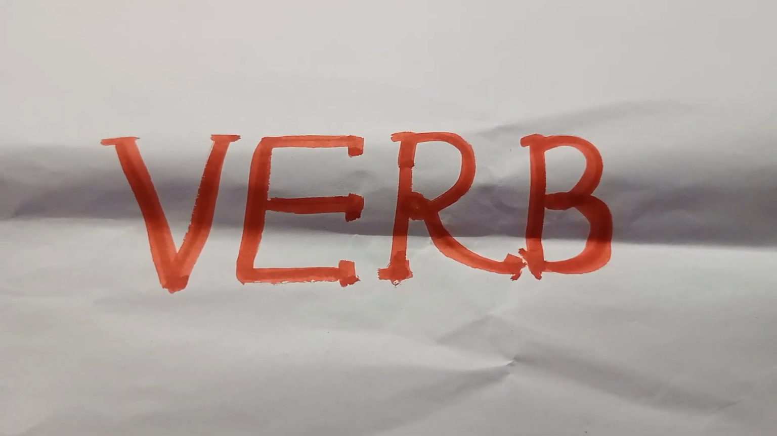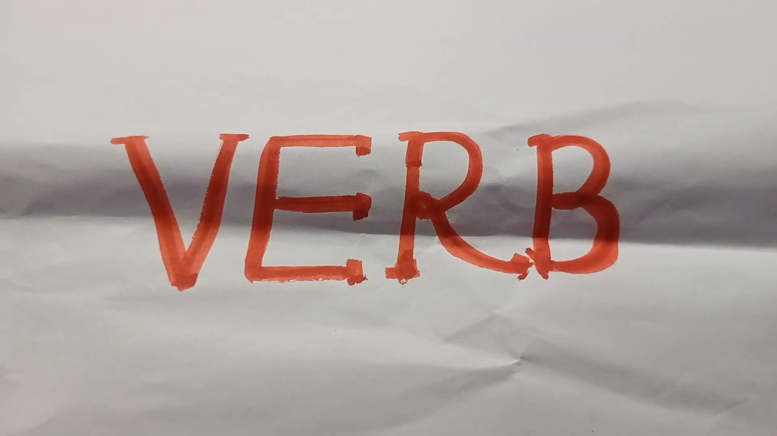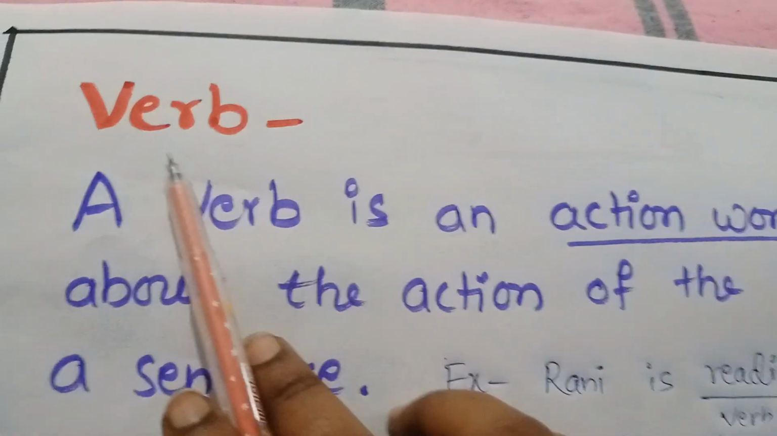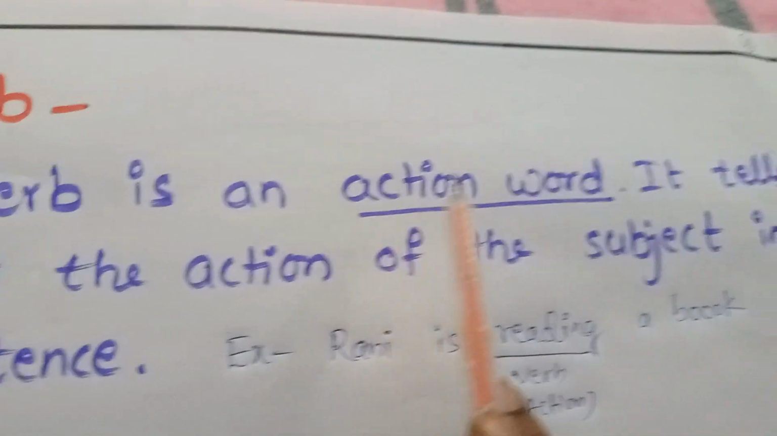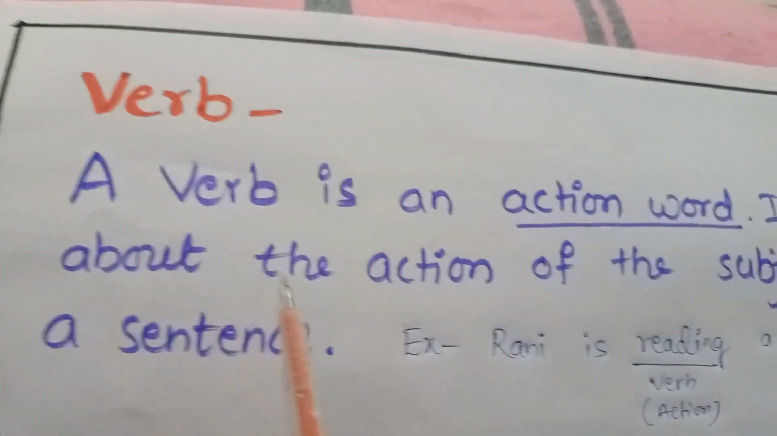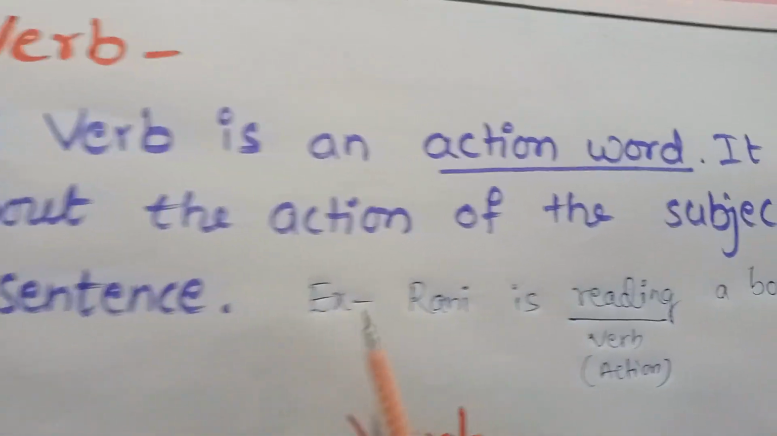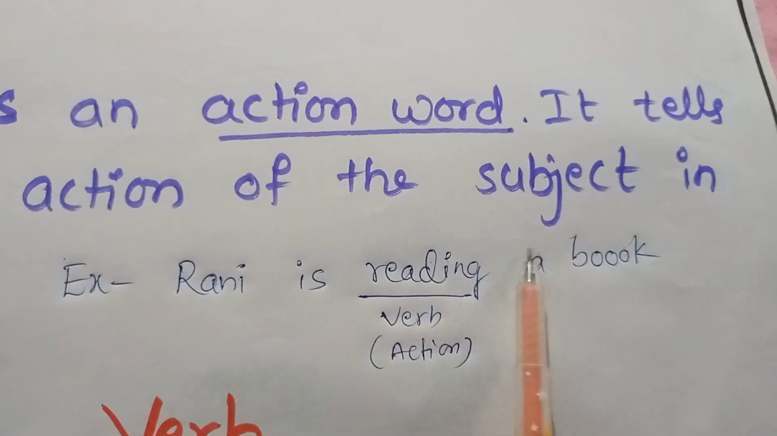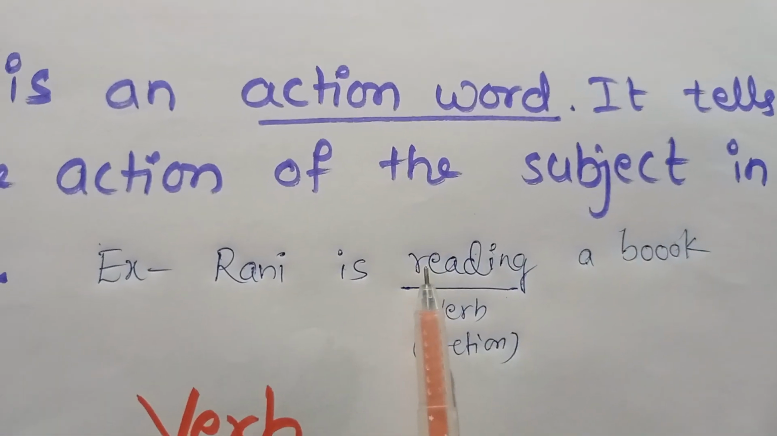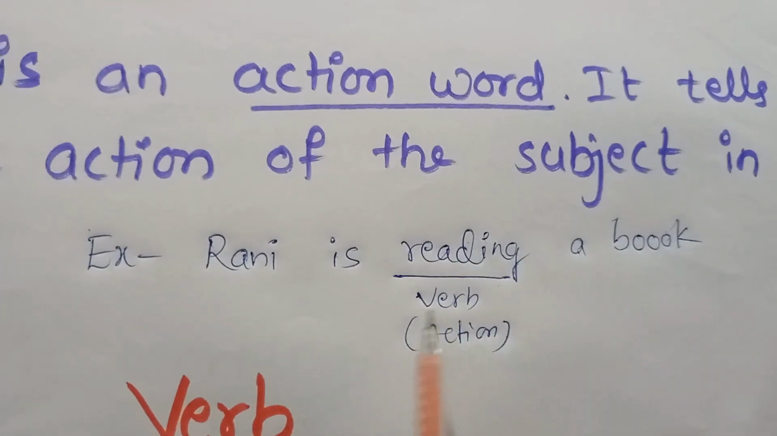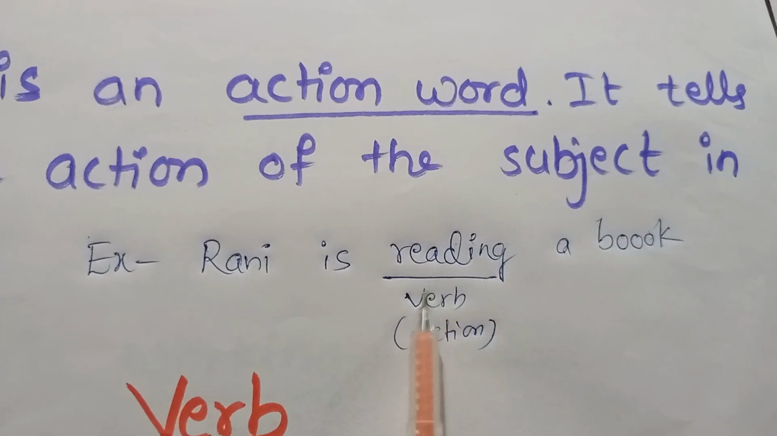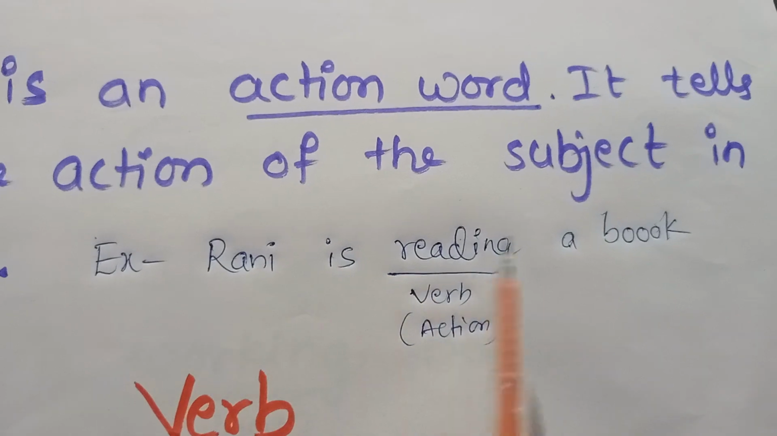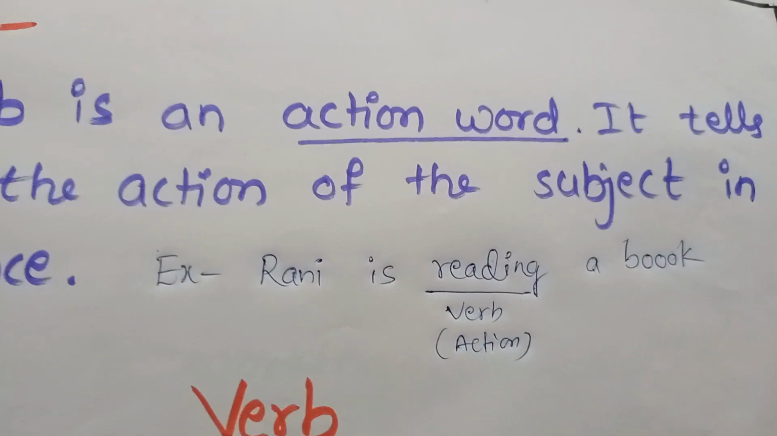Now I am going to explain you about verb in English grammar. Verb. A verb is an action word. It tells about the action of the subject in a sentence. For example, Rani is reading a book. Here, the word reading is verb. It tells the action done by Rani.